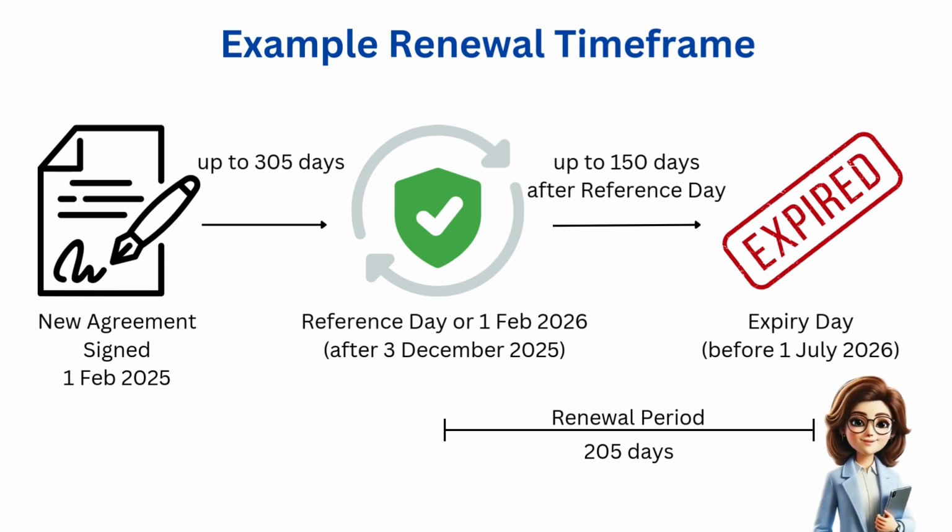The earliest date that Billy can renew his consent to the arrangement is 60 days before Reference Day. In this case, after the 3rd of December 2025. The latest date that Billy can renew his consent is 150 days after 1st February 2026. In this scenario, the 1st of July 2026. If a new consent is not signed before the end of the expiry period, the ongoing fee arrangement will terminate. In future, Billy and Lisa can agree on a new reference day, as long as it is before the next anniversary.